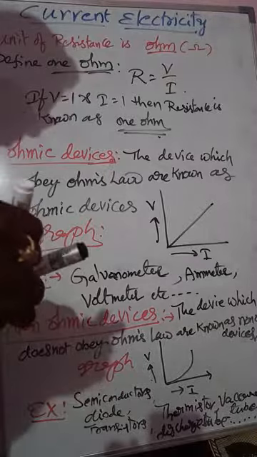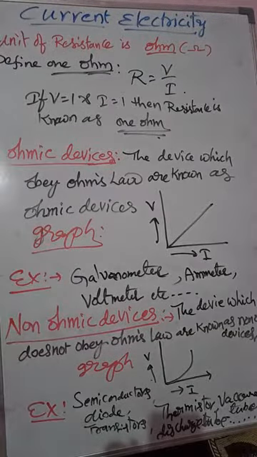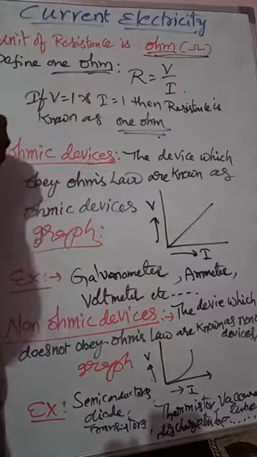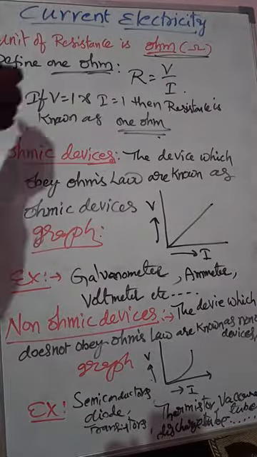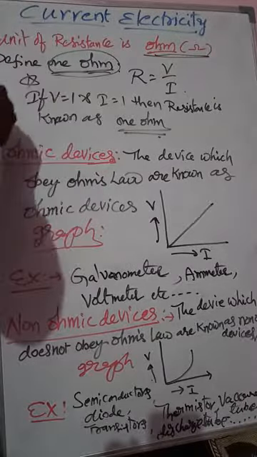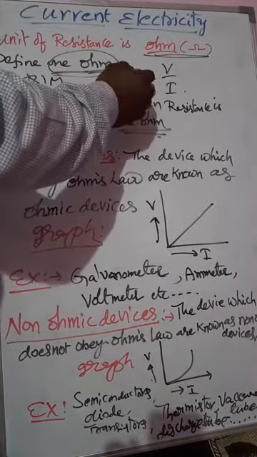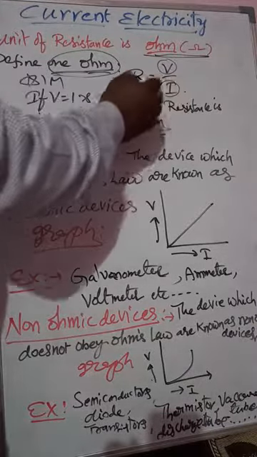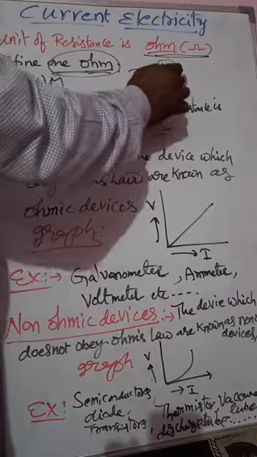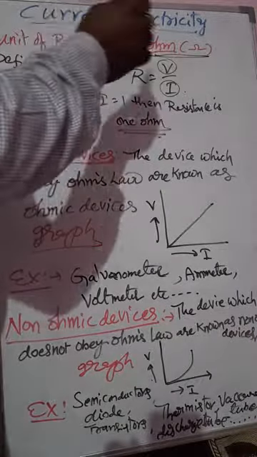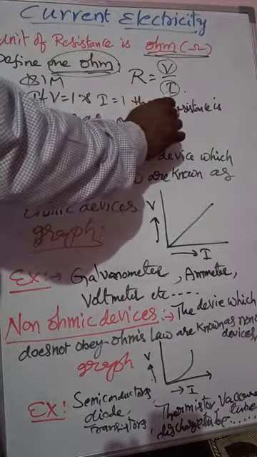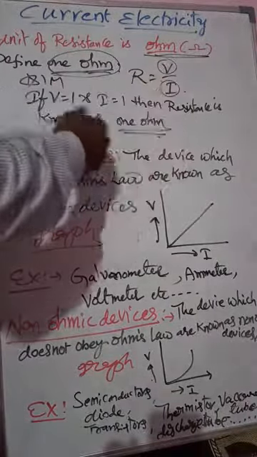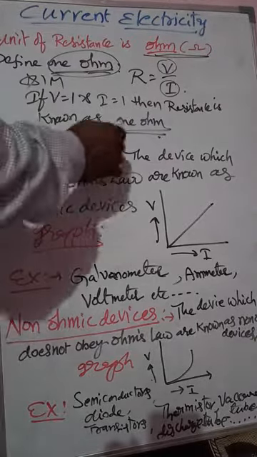Clear? Now, what is the unit of resistance? It is nothing but ohm. Unit of resistance is called ohm. Can you define 1 ohm? Very important definition for one more question. R equal to V by I. Here V is 1 and I is 1. Means 1 volt potential difference is applied across a conductor, then 1 ampere current will flow in it. Then the resistance offered by the conductor is known as 1 ohm.